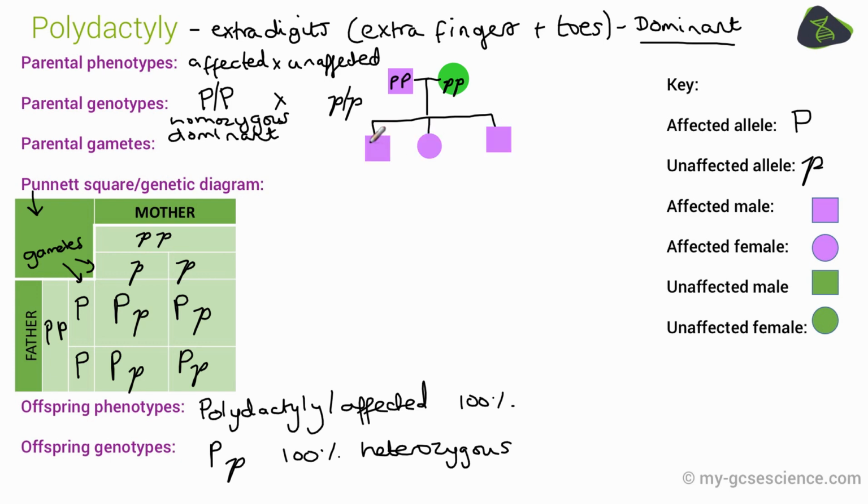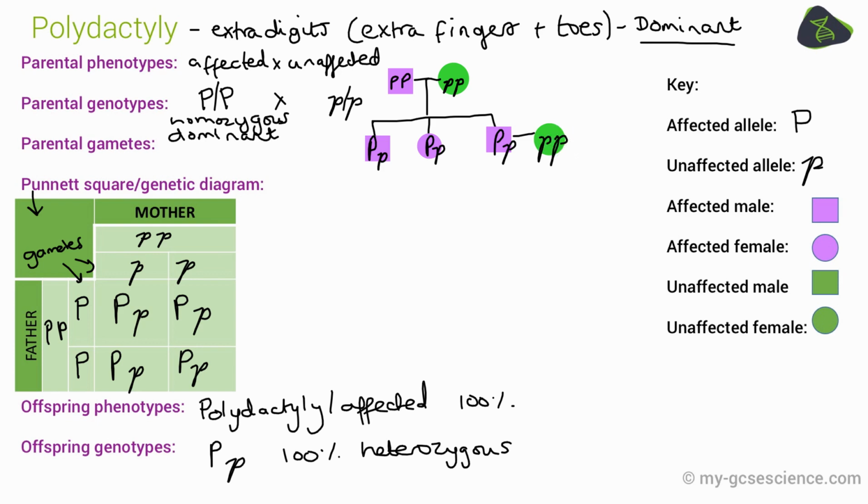So they have capital P and lowercase p. Let's say this couple only actually produced 3 children in total, one of which was a girl. So in this cross, all children, whether they are male or female, are affected, and they are heterozygous. So what about if this child grows up, meets somebody who wants to start a family with them, and let's say they are unaffected?